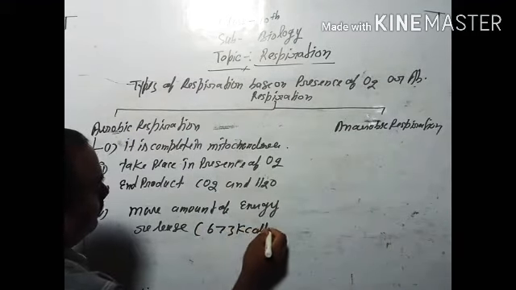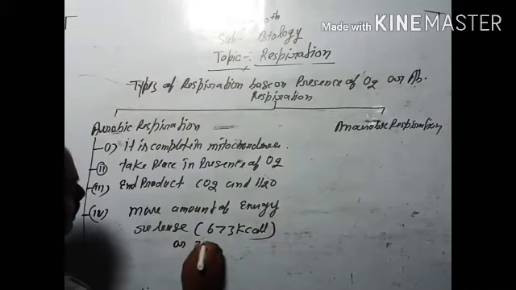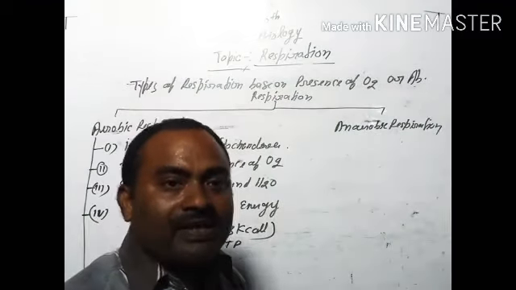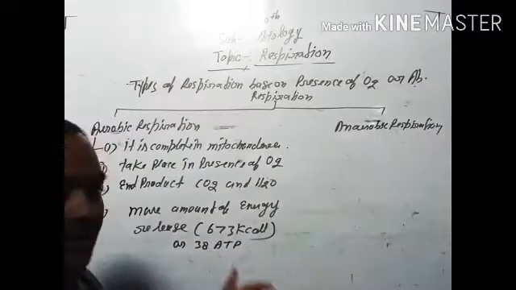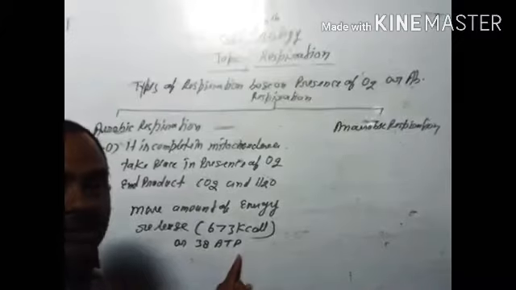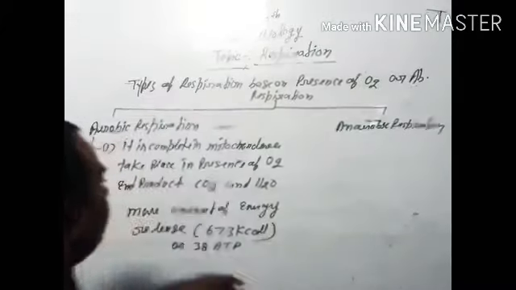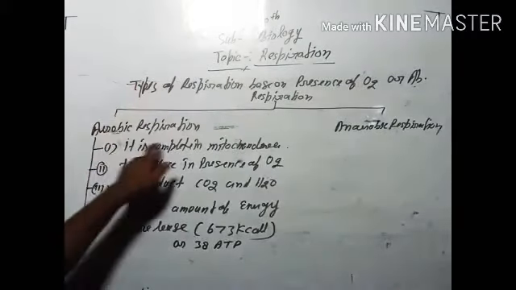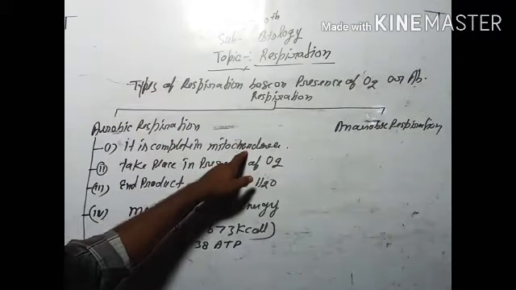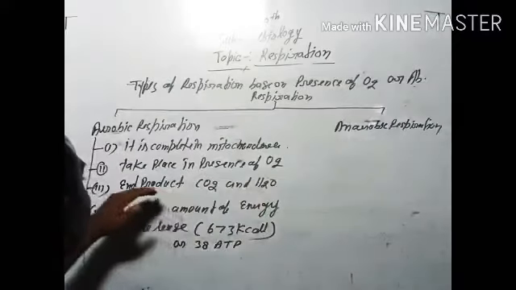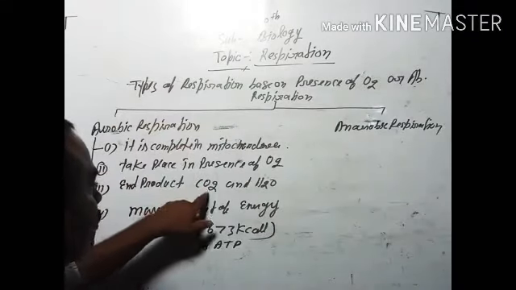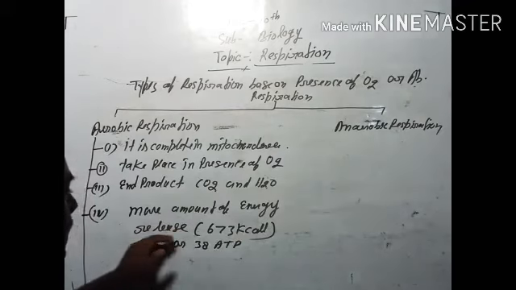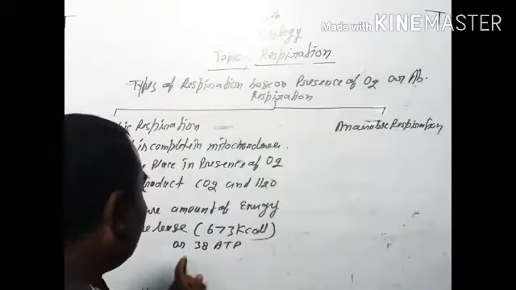673 kilocalorie or 38 ATP. What is ATP? ATP is a bundle of energy. Okay. The full name of ATP is adenosine triphosphate. It is the main fundamental knowledge of aerobic respiration. It is completed in the mitochondria, only in the presence of oxygen gas. The end products of aerobic respiration are CO2 and water. Then a more amount of energy is released, 673 kilocalorie or 38 ATP.